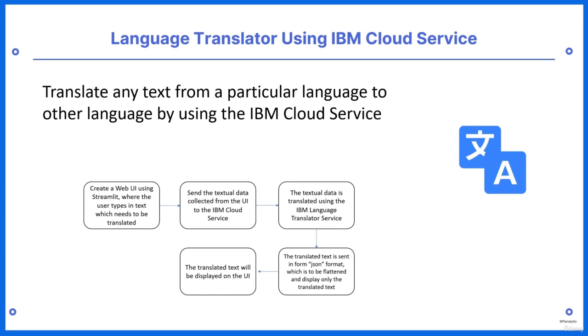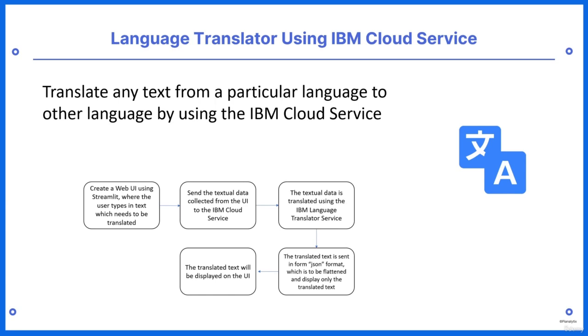So we will be creating a web application where we will be displaying the text area where the user will type the text or a paragraph in a particular language which he needs to get translated. Then we will send the collected data from the web application to the IBM Cloud Service. The IBM Cloud Service is specifically the IBM Language Translator Service.